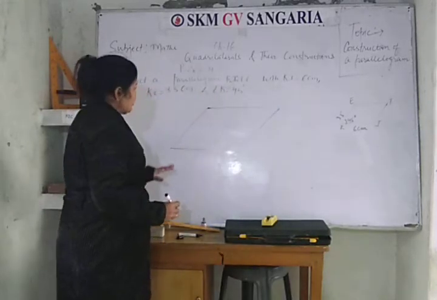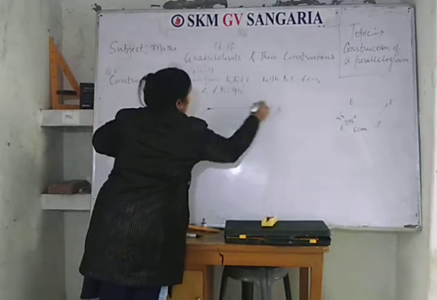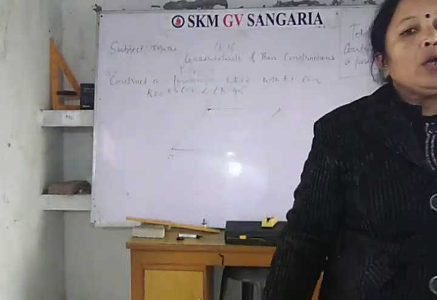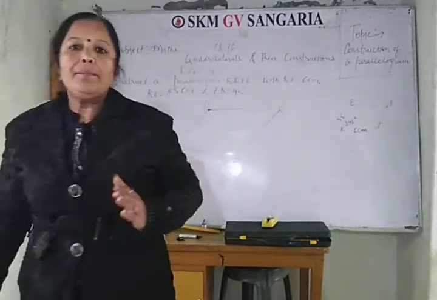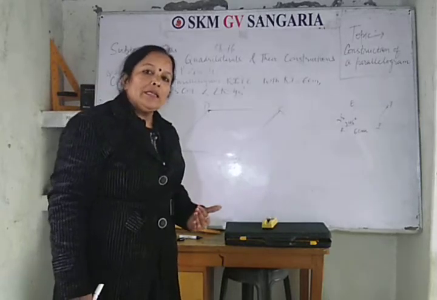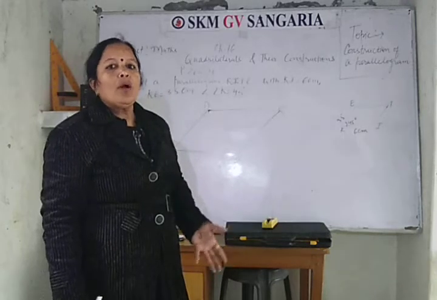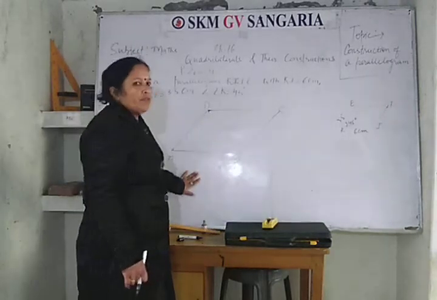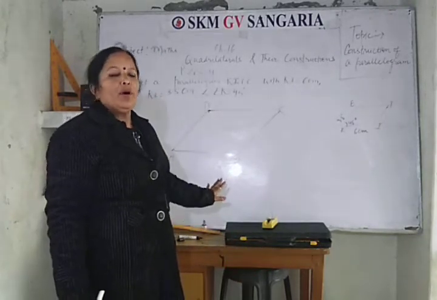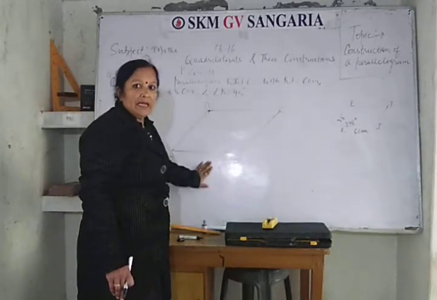In this parallelogram, we can name the vertices A, B, C, D. This parallelogram is a 2D closed figure made up of four line segments. A figure made up of four line segments is called a quadrilateral. So a parallelogram is a 2D shape made up of four line segments, and here opposite sides are equal and parallel.